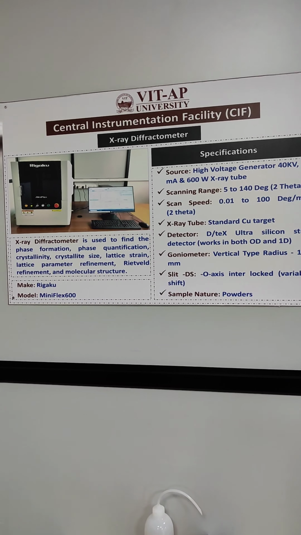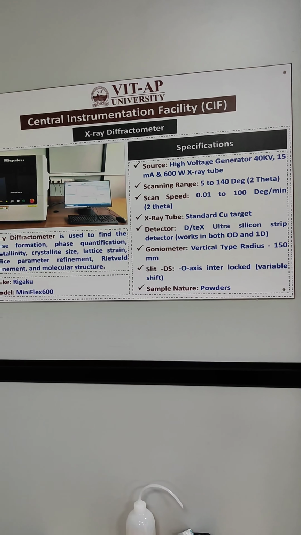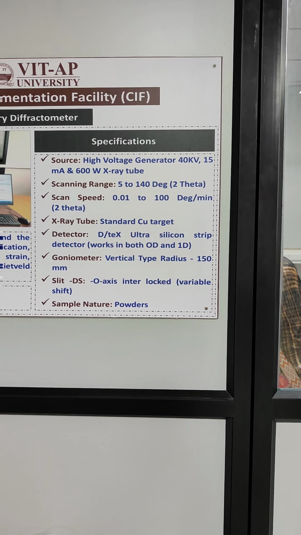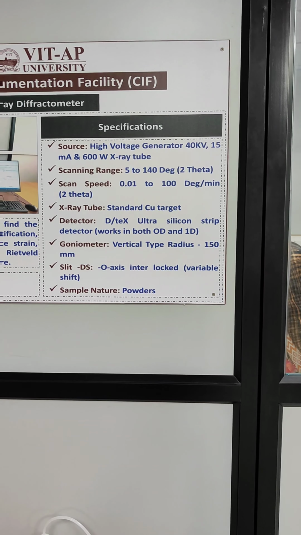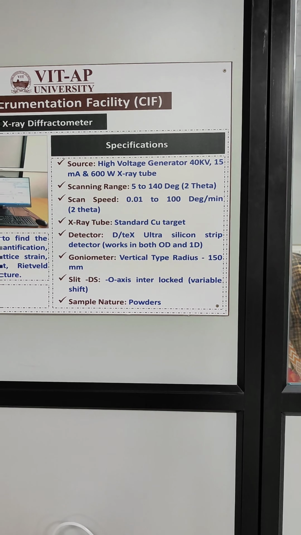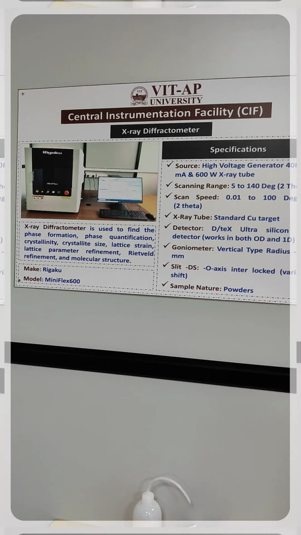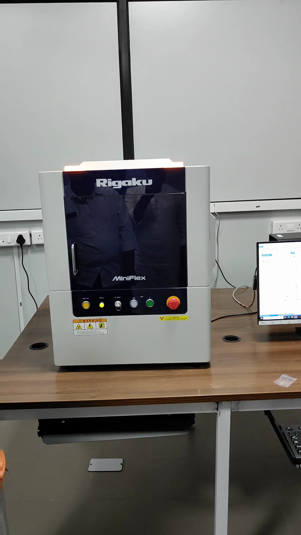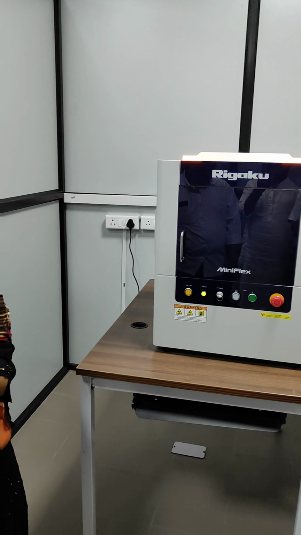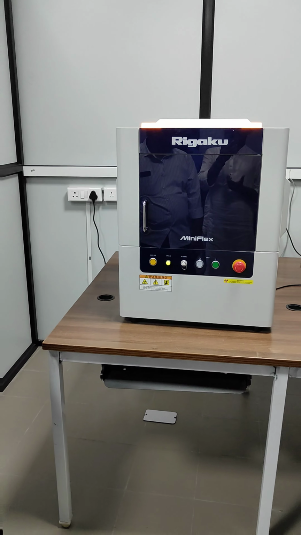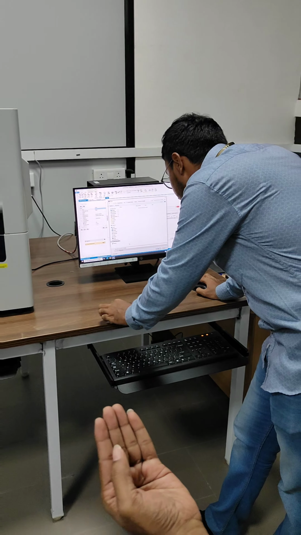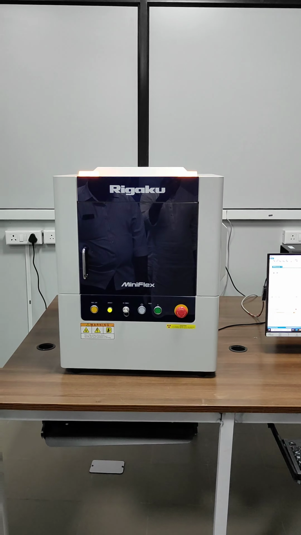This is XRD, X-ray diffractometer. High voltage generator, 40 kV. Scanning range is 5 to 140 degrees 2 theta. This is based on Bragg's equation. Usually we do from 10 to 80 or 90, generally from 20 to 80. It will get maximum reflection in the range of 5 to 10.